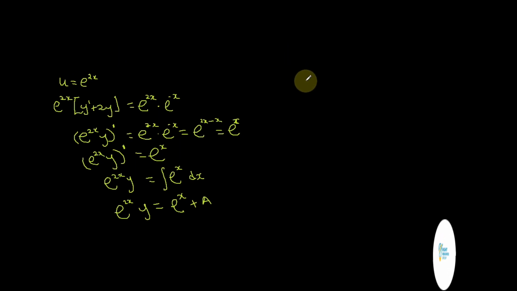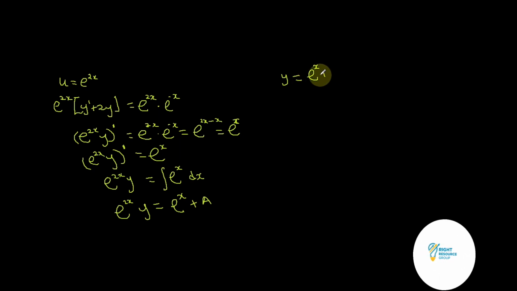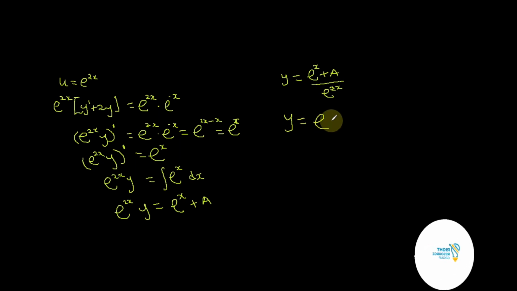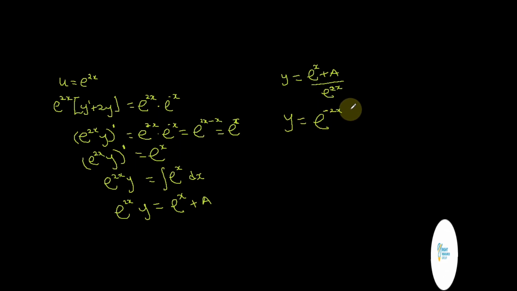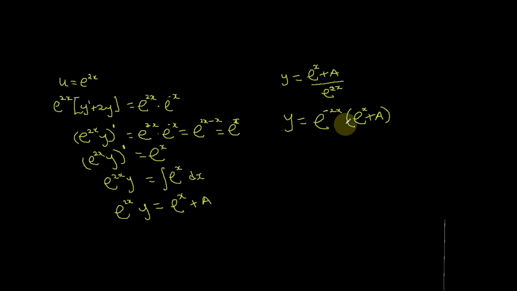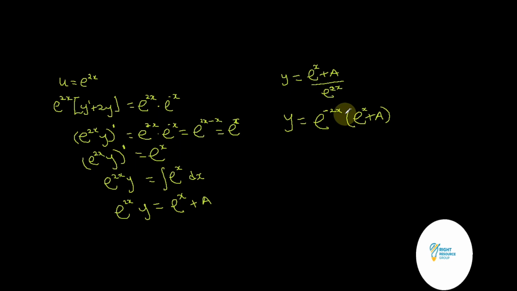Okay, so we divide both sides by exponential 2x since we are looking for y. Our y will be equal to exponential x plus a all over exponential 2x. So this can also be written as y equals exponential minus 2x into exponential x plus a. This is our final answer. If you like, you open the bracket, but it's still the same thing.